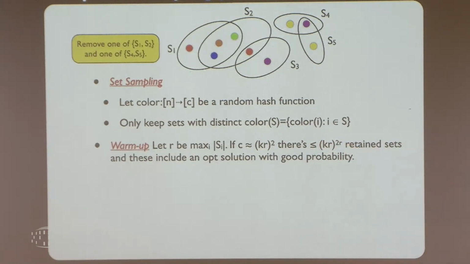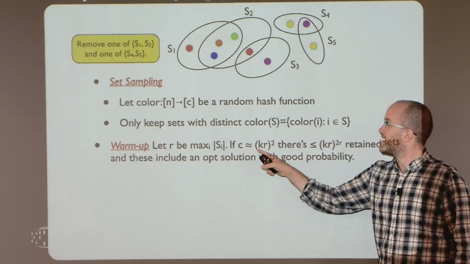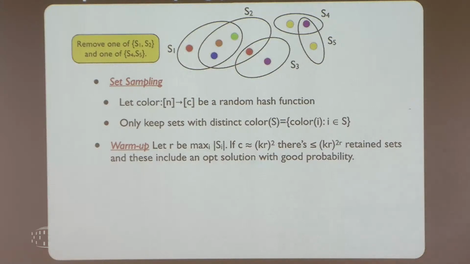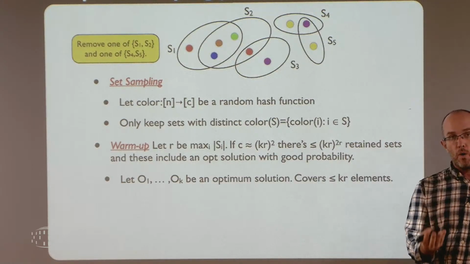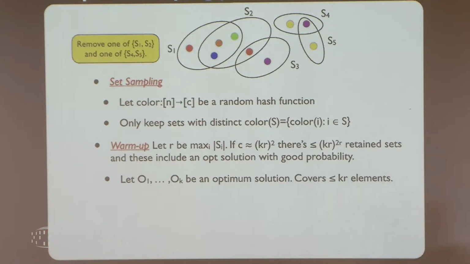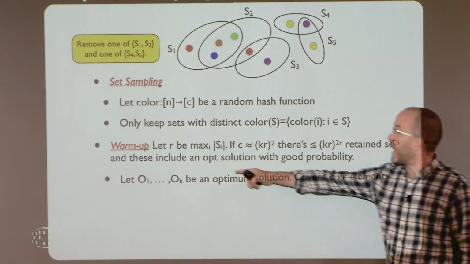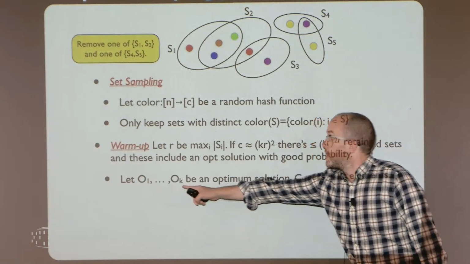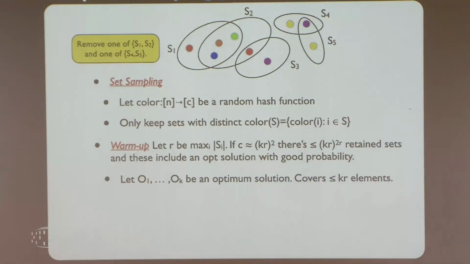And I'll argue that amongst the sets you retain, you have an optimum solution with good probability. For this pretty large C, that's not hard to argue, and you do that as follows. Let O1, O2, O3 up to Ok be an optimum solution of your choosing. Note that because the arity was r, and you've got k of them, the coverage of O1 up to Ok is at most kr.